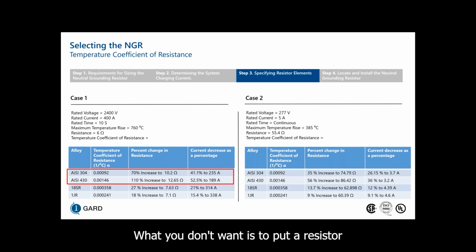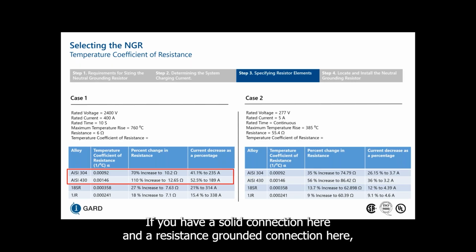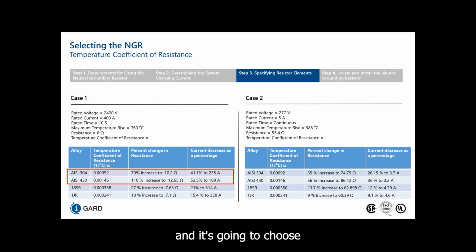What you don't want is to put a resistor in a system where upstream of that system, there's a solid ground connection intertwined in that same system. If you have a solid connection here and a resistance grounded connection here, you're going to have issues with respect to how high the fault current is going to get, because the fault current will see two paths it can take, and it's going to choose the path of least resistance, which is that solid connection. And that can play an impact on how much current that you're also seeing at the resistor that is downstream.